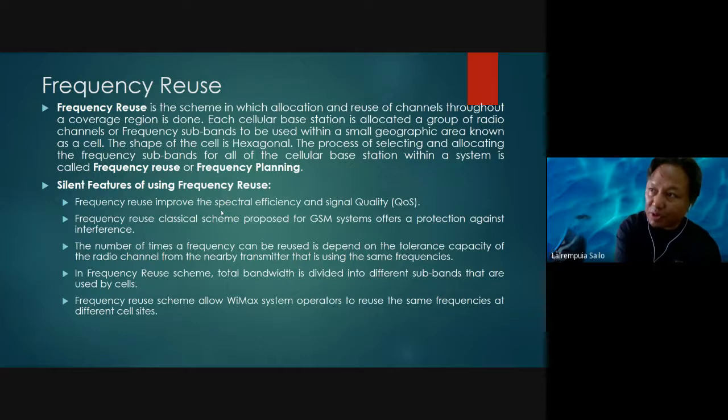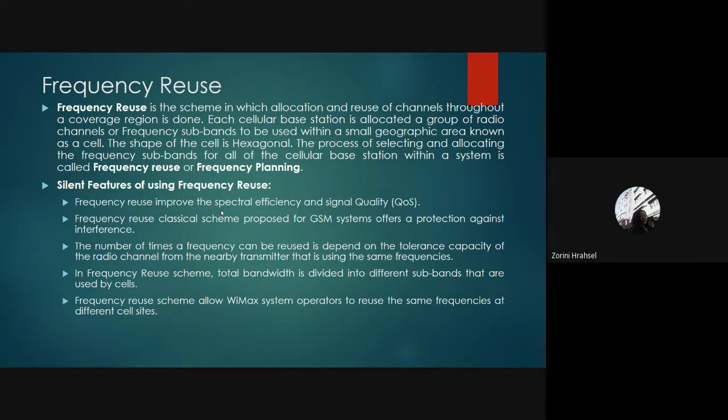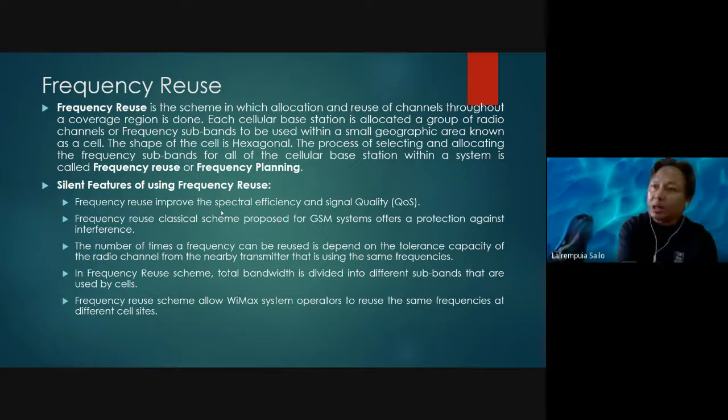Did you see my slide, frequency reuse? Let's see this frequency reuse. What is frequency reuse? Frequency reuse is the scheme in which allocation and reuse of channels throughout a coverage region is done. Coverage region means the cell. In a city or in different metropolitan areas, they have different types of cells. So in these different cells, we need to have frequency reuse.